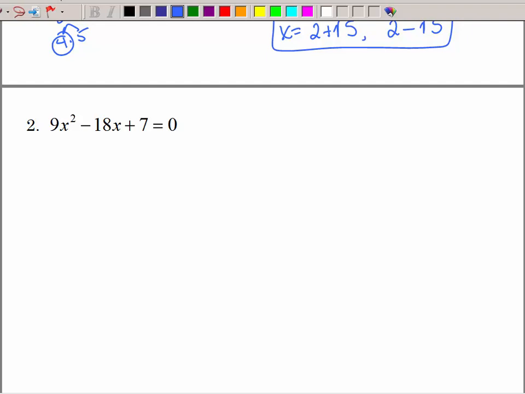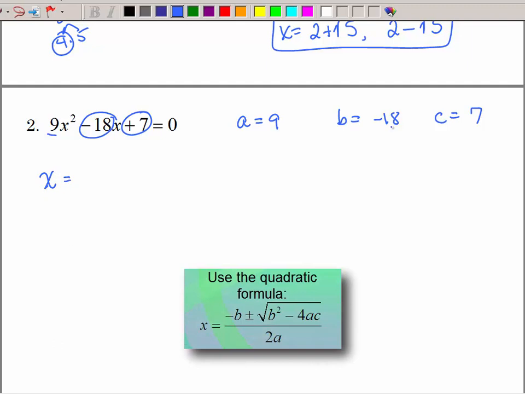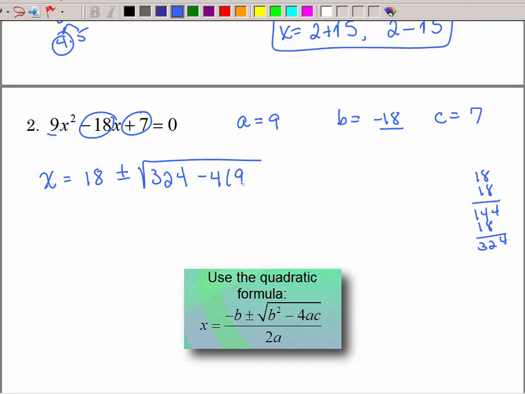Again, it's in standard form, so we just need to practice that. So we need to identify a, b, and c. So we're going to have some bigger numbers. All right, I'm going to go ahead and let's say the formula. We have x equals negative b, so the opposite of b, plus or minus the square root of b squared. Wow, I need to know what 18 times 18 is. So I don't have a calculator, so I'm just going to do this. So that's 324.